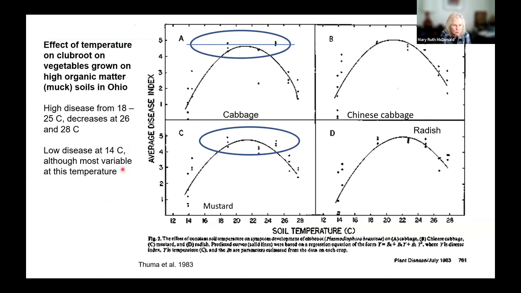Some research from 1983 on organic soil in Ohio found much of the same thing. They looked at a range of crops from radish to cabbage, and at 14 Celsius, some very low levels, but this range from about 18 to 26, high amounts of disease. And then when it starts to get warm, clubroot drops off again.